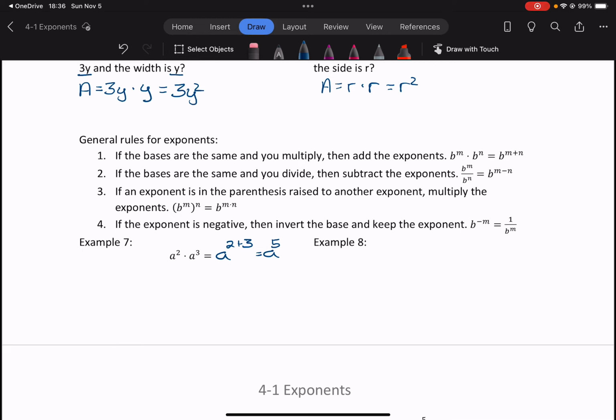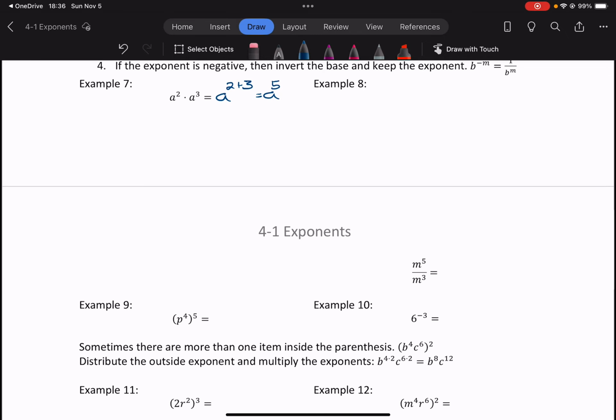If we're dividing, in number 2 here, same base, and we divide, we subtract the exponents. So example 8 is down here. We got m to the 5th divided by m cubed. So that is m to the 5 minus 3, which is m squared.